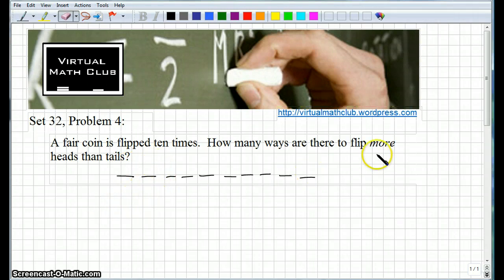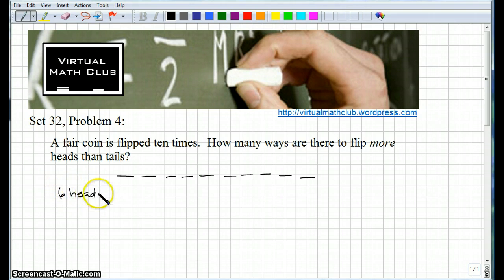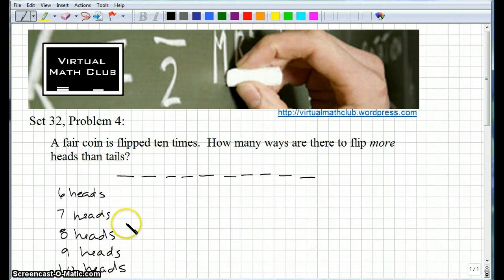So more heads than tails. Alright? Well, we've got 10 flips, and so to get more heads than tails, we'd have to have at least 6 heads, right? So we could have 6 heads, or we could have 7 heads, we could have 8 heads, or 9 heads, or 10 heads. Okay? So those are all the cases that we could look at.